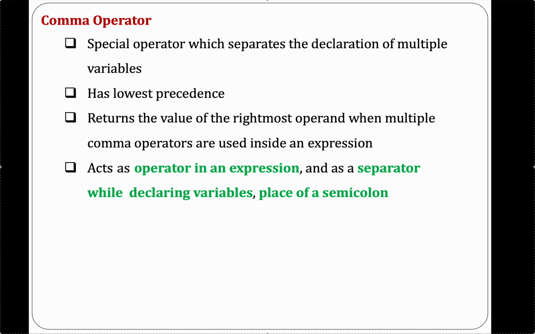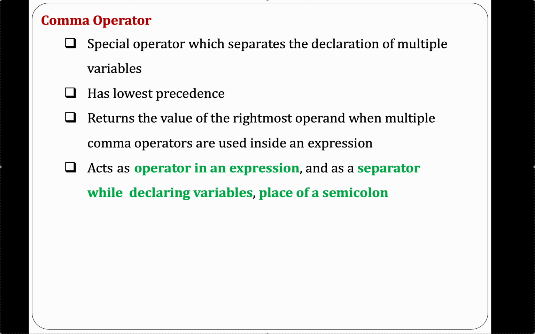So in C, as of now we have discussed so many operators, but the comma operator is a special operator. Not only the comma operator, we have the sizeof operator, the arrow operator. There are so many special operators available in C programming. One of the special operators is the comma operator. That's why in the definition itself it is given as a special operator. It's a special operator which separates the declaration of multiple variables.